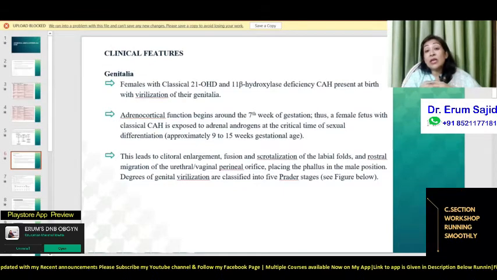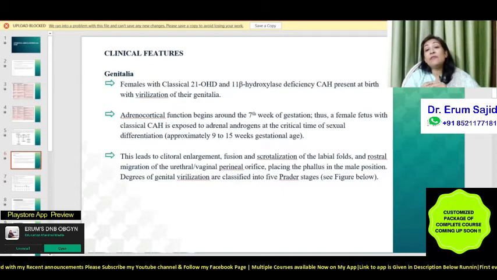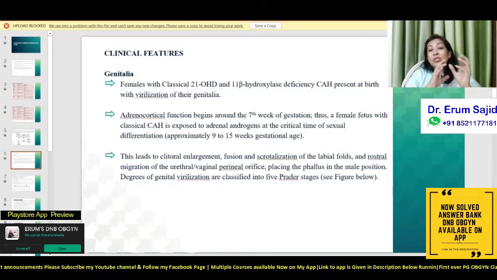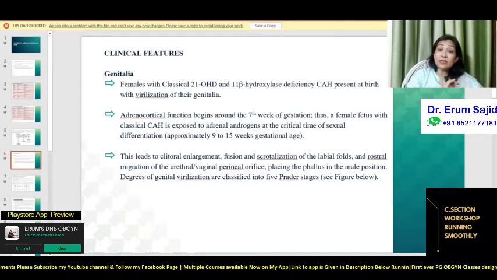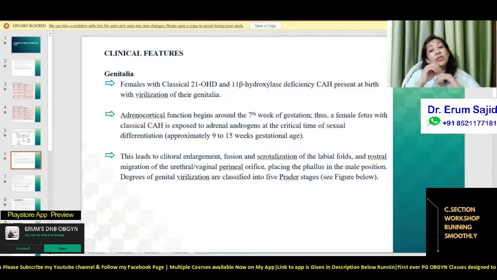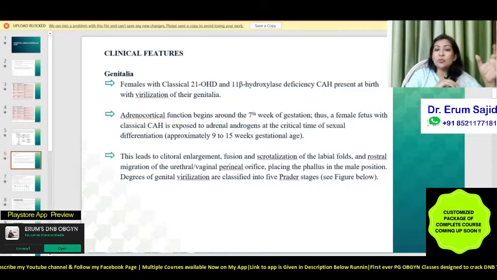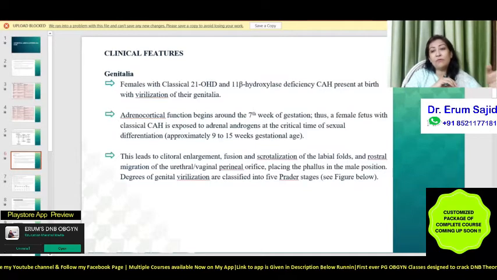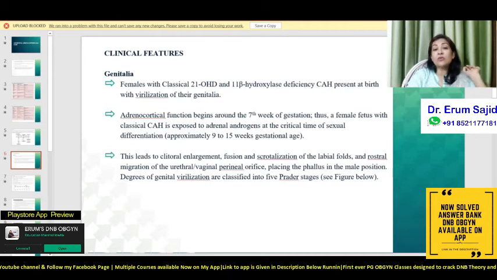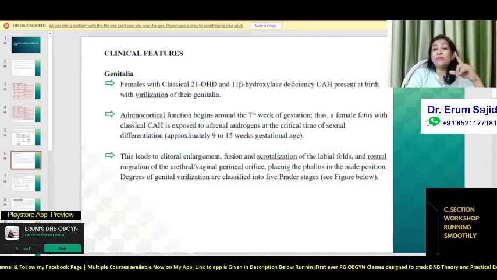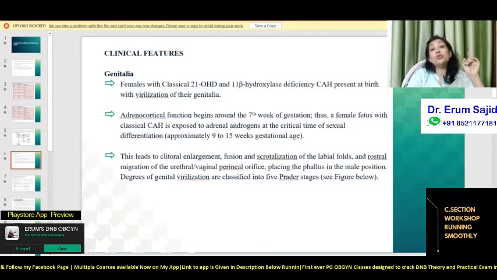So females with classic 21 alpha hydroxylase deficiency and 11 beta hydroxylase deficiency present at birth with virilization in their genitalia, and adrenocortical function usually begins by the 7th week of gestation. So a female fetus with classical CAH is exposed to adrenal androgens at a critical time of sexual differentiation. And that leads to clitoral enlargement, fusion and scrotalization of labial folds, rostral migration of the urethral, vaginal, perineal orifice, many things. And now come the 5 Prader stages which you should know.